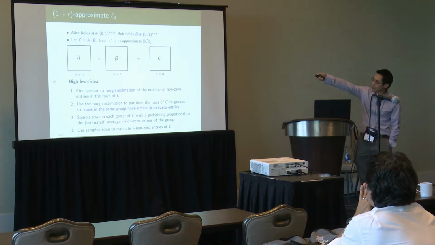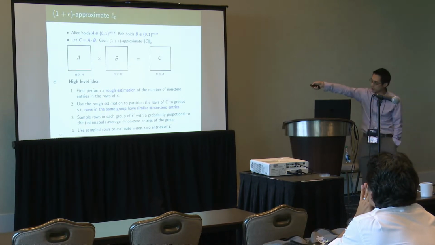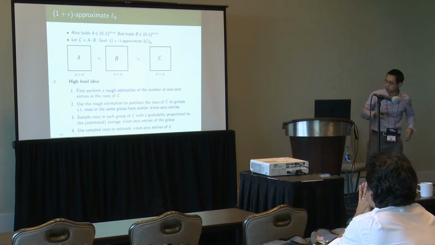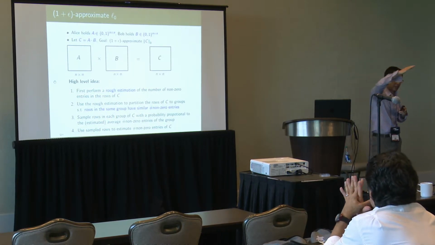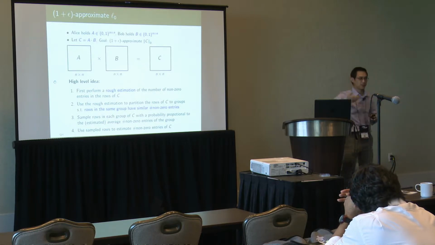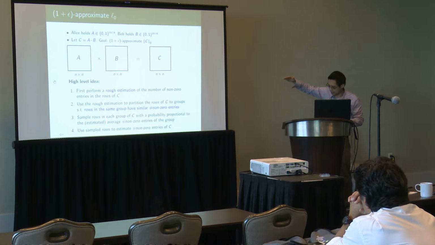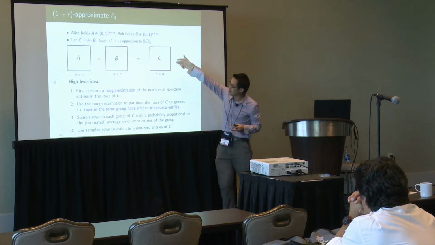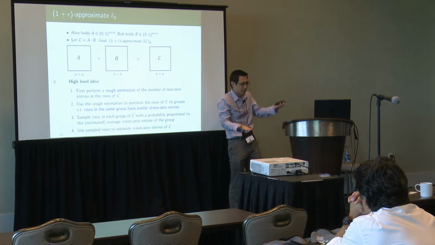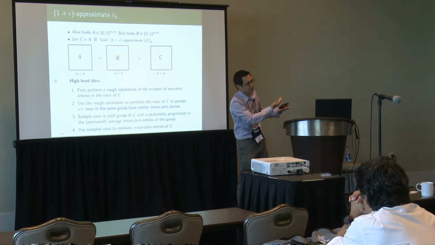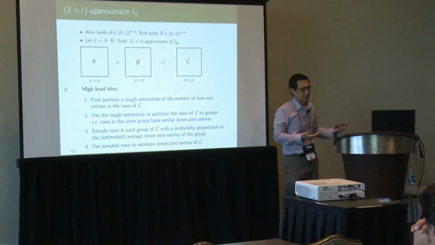So the first task is to get a 1 plus epsilon approximation of the L0, the number of non-zero entries of C. The idea is very simple. The naive approach is that Alice can just sample a few rows of A and send them to Bob, and then Bob uses those samples to compute a few sampled rows of C, and then sums up the number of non-zero entries, then scales back. So that's the naive approach. This is basically what we did before, just one round.